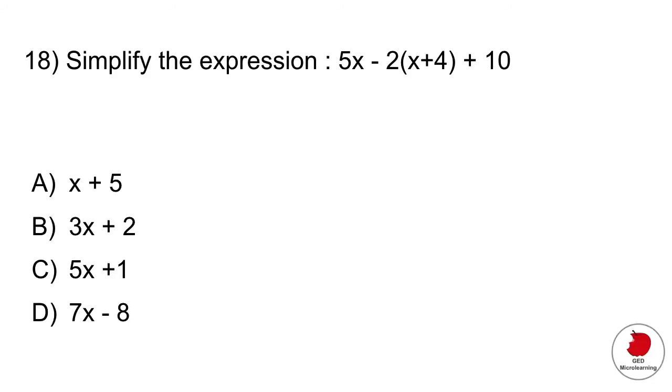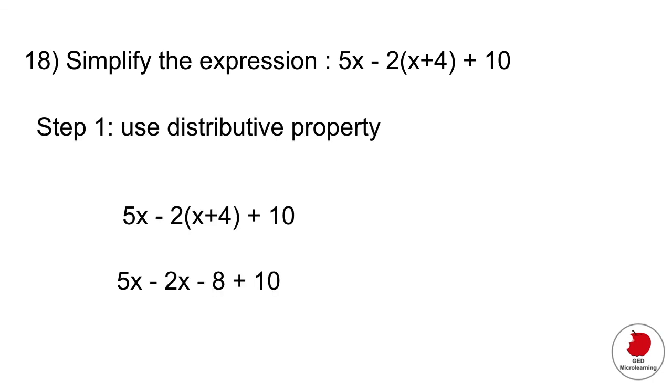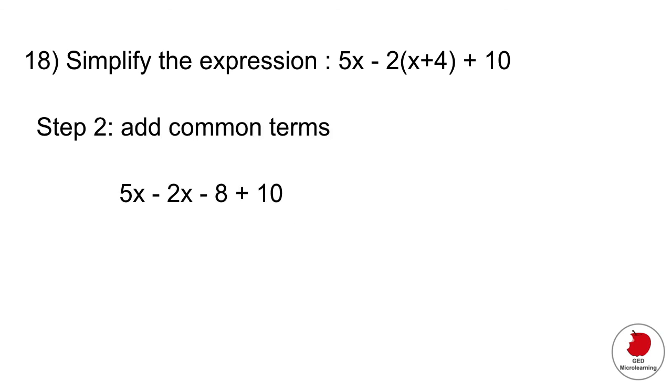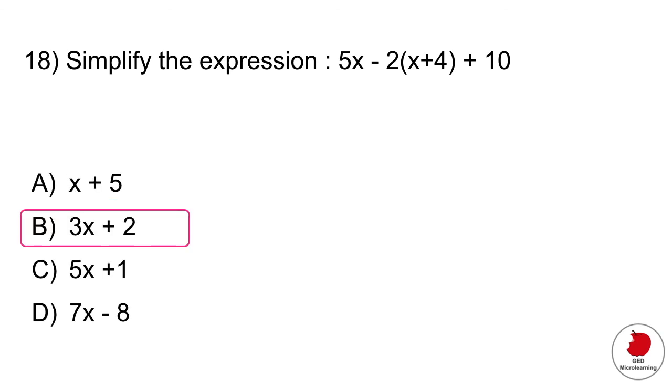All right, next question, it asks us to simplify this expression, and the first thing that you have to do here is use the distributive property. Okay, so what that means is that you're going to take that negative 2 just before the bracket and multiply it by everything that's inside the bracket. Okay, so minus 2 multiplied by x is minus 2x, and then minus 2 multiplied by positive 4 is minus 8. Step 2 is now going to take those common terms and add them together. So you would add these two together and then these two together. And then you end up with 3x plus 2, which is option B.